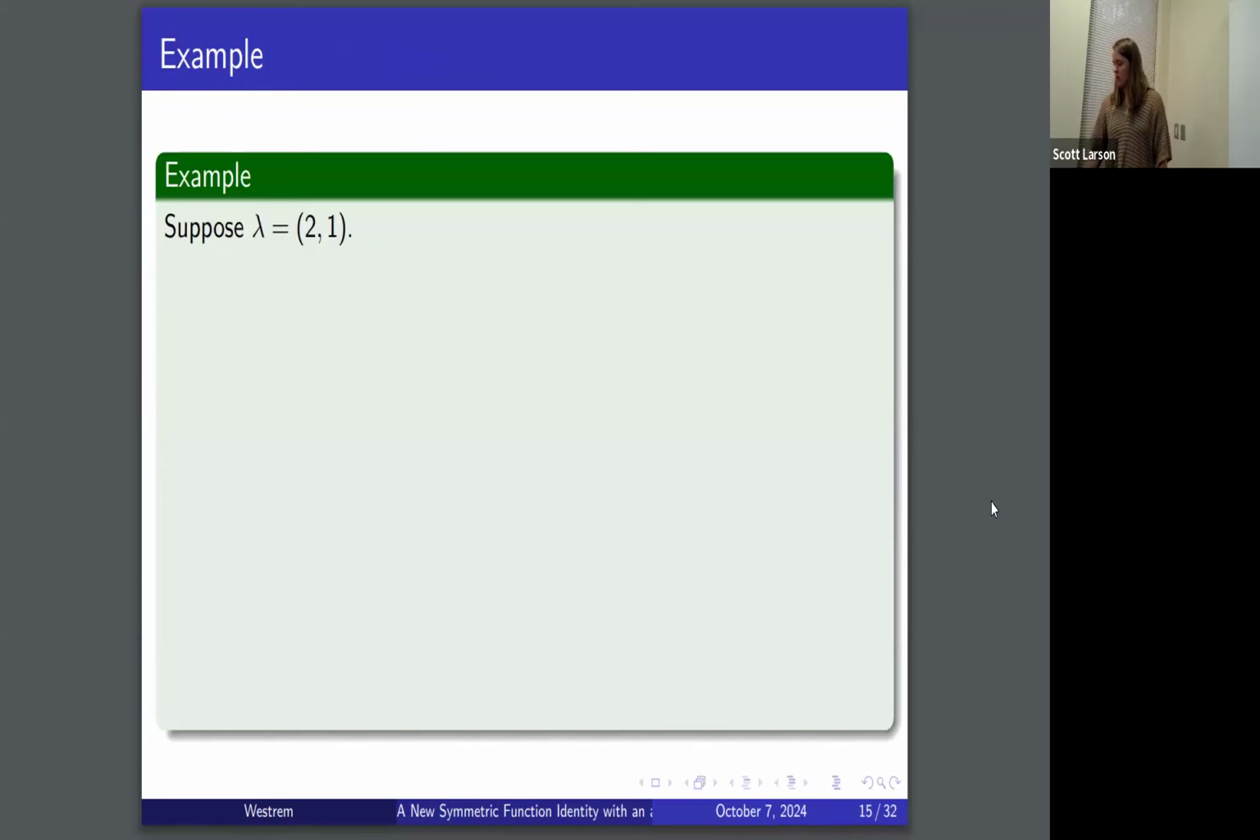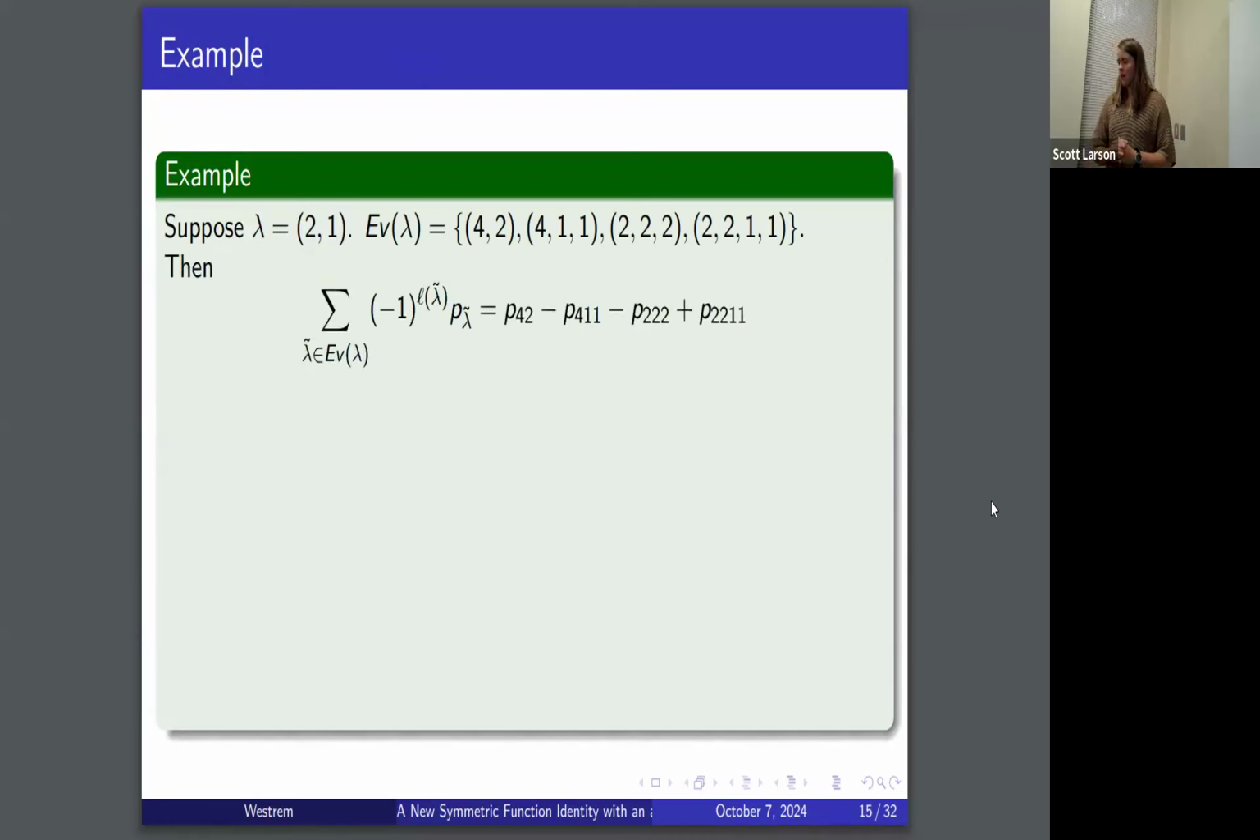All right, here is an example illustrating the identity. Suppose lambda is the partition 2, 1. EV of lambda will have 4 elements: 4 2, 4 1 1, 2 2 2, and 2 2 1 1. Looking at the left-hand side of the main result, we're looking at p sub lambda tilde attached with its sign, so the number of parts is this exponent here. So we have p42 minus p411, since it has 3 parts, and that's why we also have a negative in front of the p222.